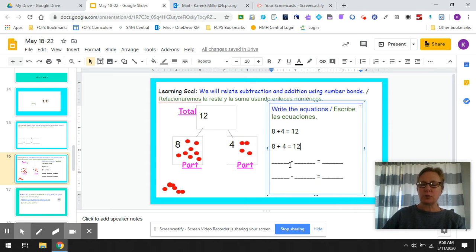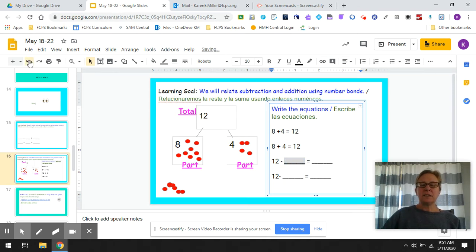Subtraction can be a little bit trickier. Subtraction always starts with the total. Then subtract out one of the parts to get the other part. You can subtract out whichever part you want to find the other part. 8, 12, and 4 are a fact family when you use the addition, subtraction, and equal symbols in this way.